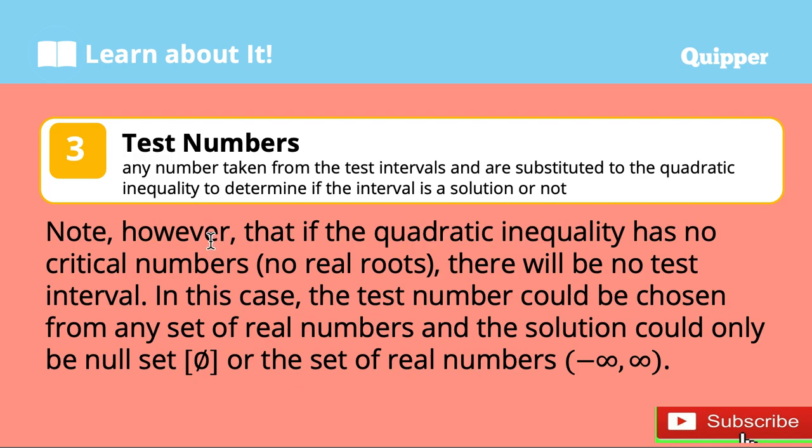Note that, however, if the quadratic inequality has no critical numbers, or there are no real roots, there will be no test interval. In this case, the test number could be chosen from any set of real numbers, and the solution could only be the null set or empty set, or the set of real numbers from negative infinity to positive infinity, or the set of all real numbers.